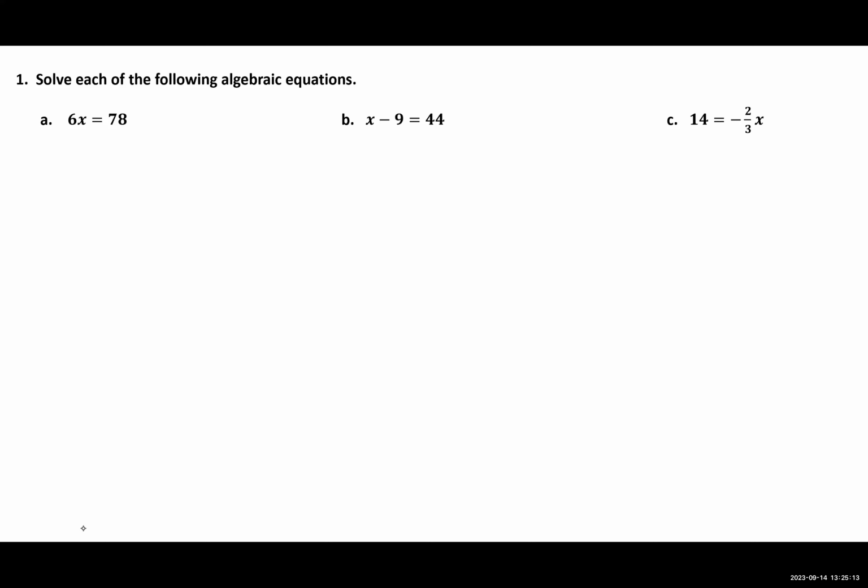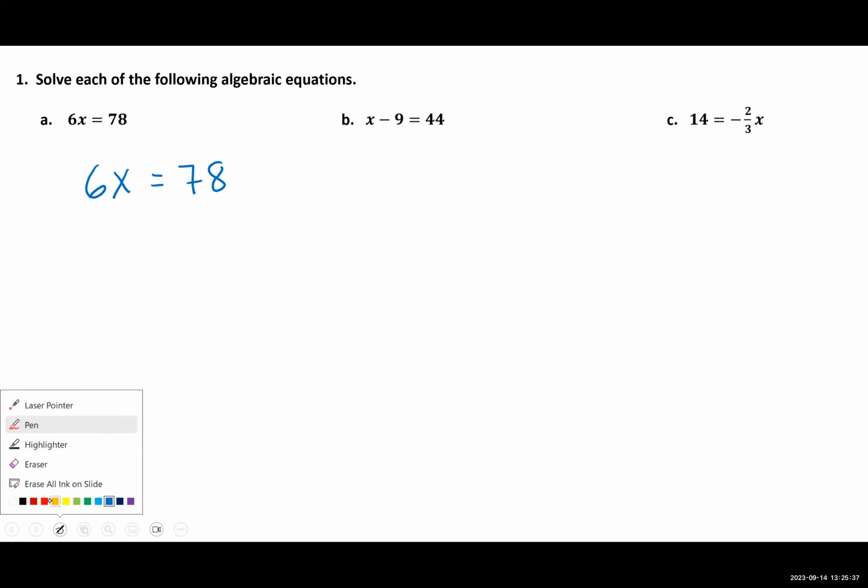And when you have an equation, which is a mathematical statement, you can do anything you want. You can make any change you want to one side as long as you make the same change to the other side. So for this first equation, we have 6x is equal to 78. What we want to do is isolate x, get x by itself. Anything that's affecting the x, we want to eliminate it. So right now, x is being multiplied by 6.